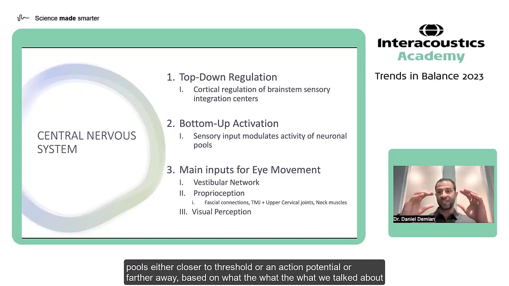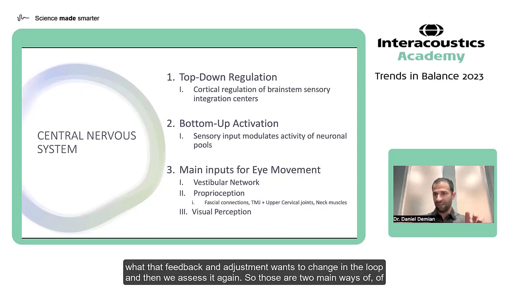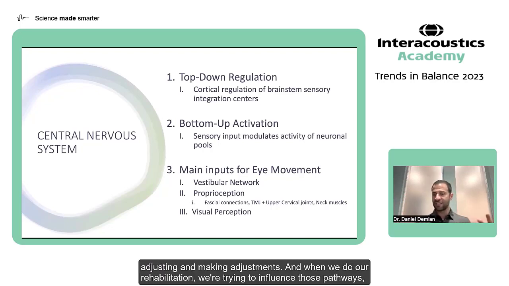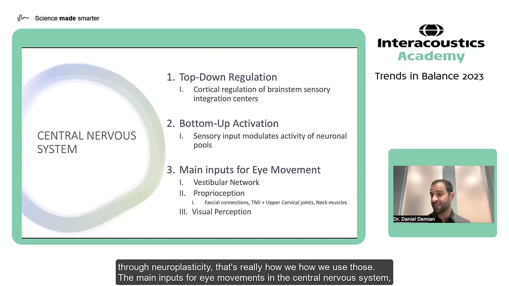We change neuronal pools either closer to threshold or an action potential, or farther away, based on what we talked about, what that feedback and adjustment wants to change in the loop, and then we assess it again. So those are our two main ways of adjusting and making adjustments. And when we do our rehabilitation, we're trying to influence those pathways through neuroplasticity. That's really how we use those.